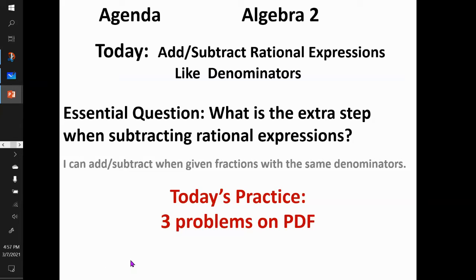Hello, ladies and gentlemen. Today we're going to add and subtract rational expressions. We've already multiplied and divided. One thing we are doing today is adding and subtracting with like denominators, meaning the bottom is going to be the same. So your assignment today is going to be a PDF.